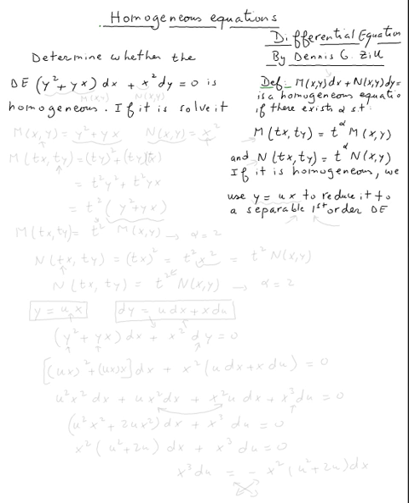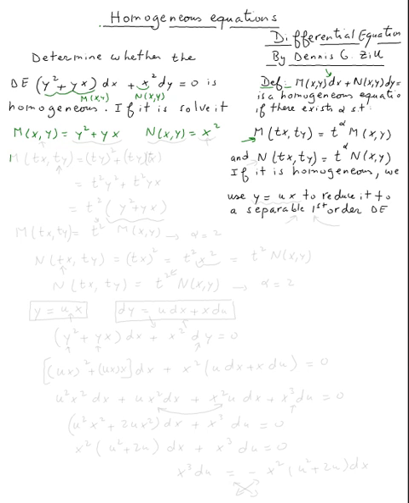M dx plus N dy equals 0 is a homogeneous equation if there exists alpha such that M of tx, ty equals t to the alpha M of x, y, and N of tx, ty equals t to the alpha N of x, y. So let's start with, first of all, this is my M of x, y, and by looking at this equation, this is my N of x, y. So we know that M of x, y is equal to y squared plus yx, and N of x, y is equal to x squared.